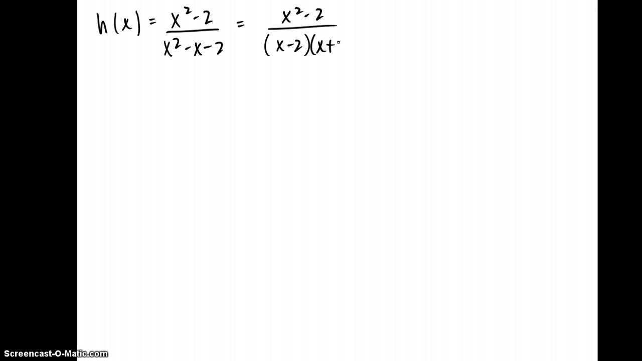All right, next. X squared minus 2 all over x squared minus x minus 2. Right, so first things first, find the domain of the function. And I'm going to factor the denominator so we can find the domain more easily. So the domain: x can't be 2, x can't be negative 1.